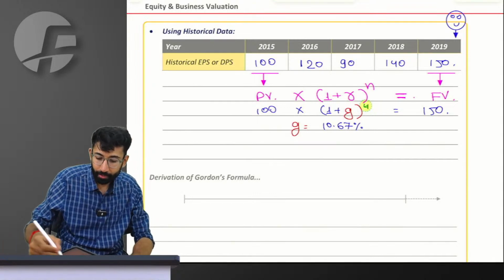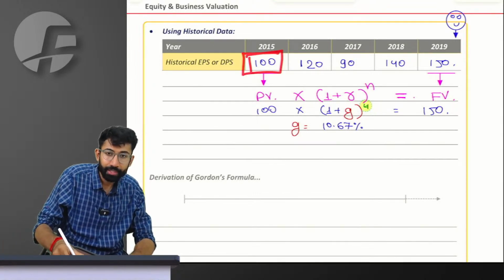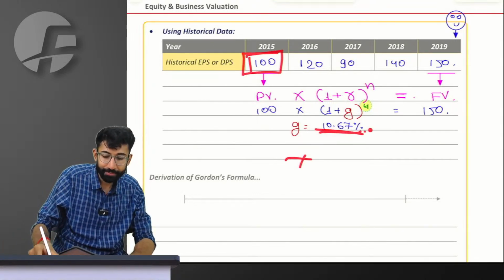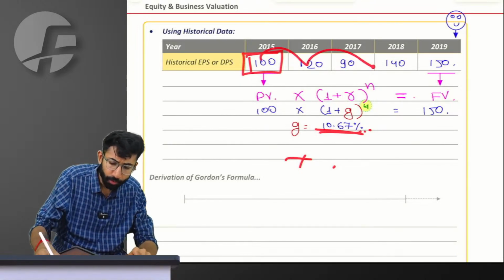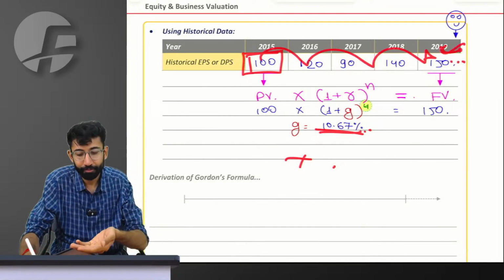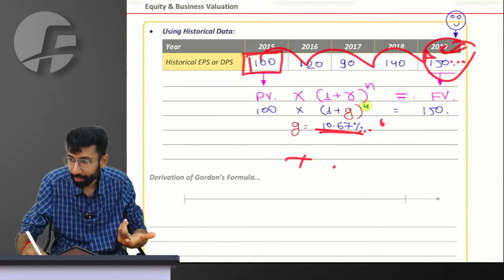Take your calculator, put 100 in it, add 10.67%. Again add 10.67%. Do it 4 times, you will automatically get 150 as the answer, which means this is the correct thing we have taken.